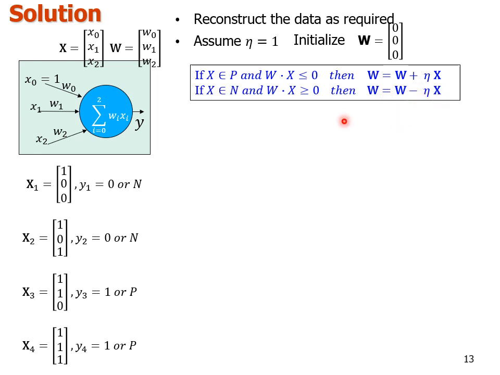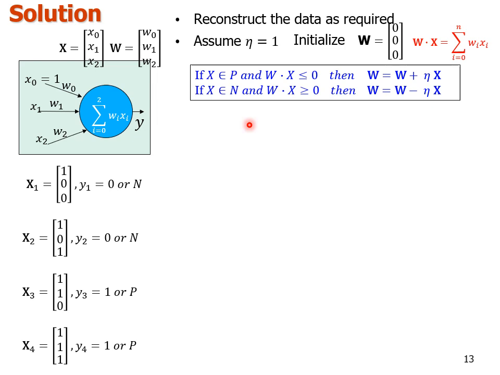Here, what we mean by w dot x is the dot product of two vectors w and x, and w dot x is given as the summation over i equal to 0 to n of wi xi. So every time we need to compute this weighted sum for the computed weight vector and the presented sample x. Now let us iterate through the algorithm.